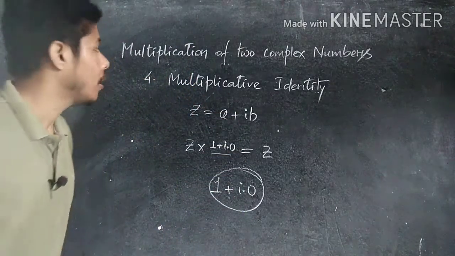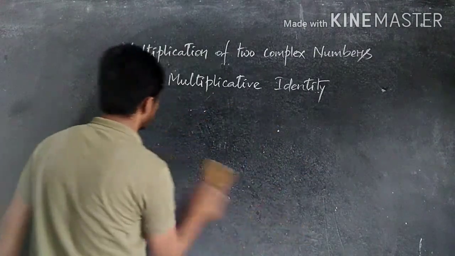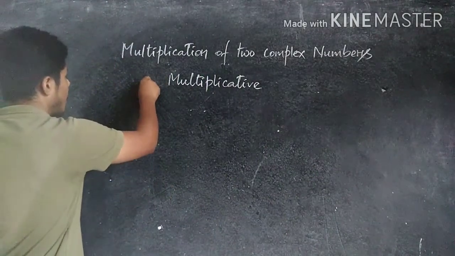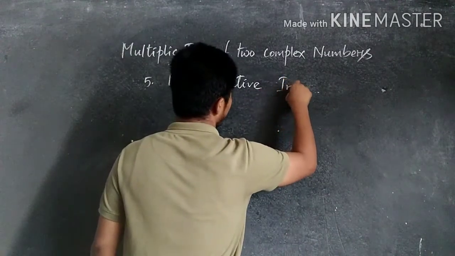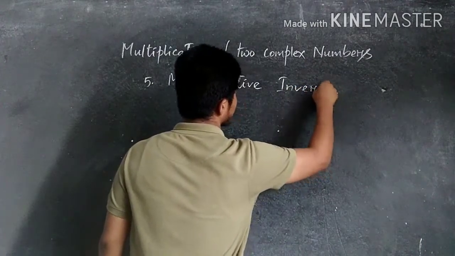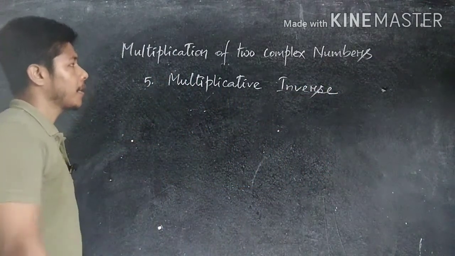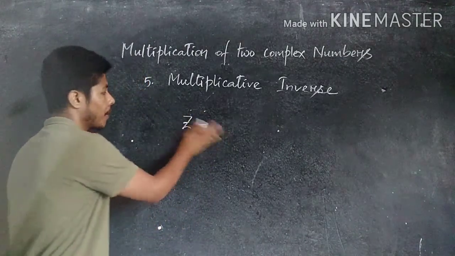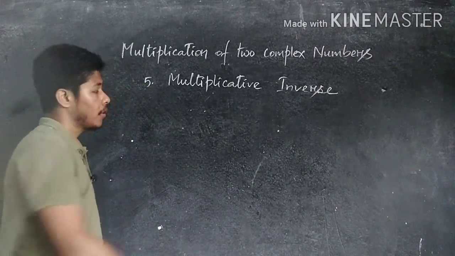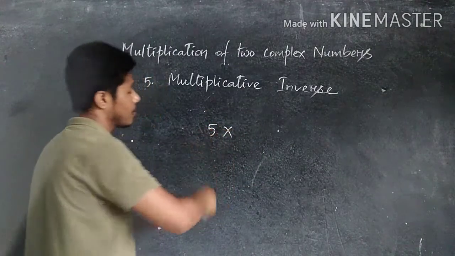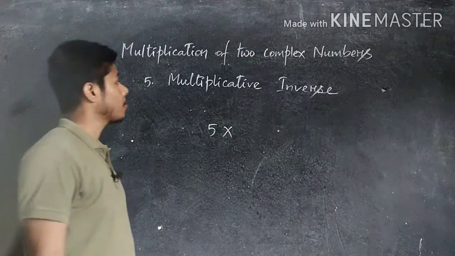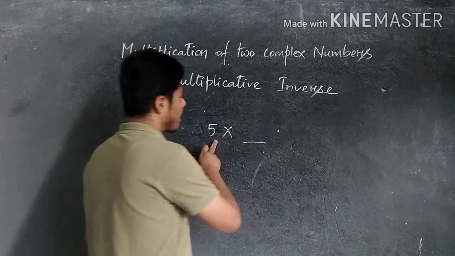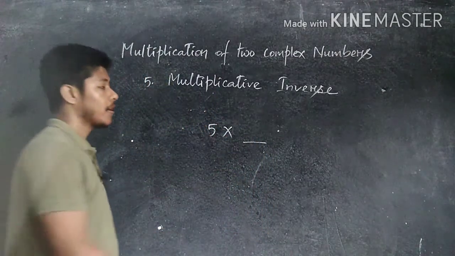Now the next one is multiplicative inverse. Next one, number 5, multiplicative inverse. Suppose we consider a complex number z here, but before complex numbers, again see a real number. Suppose again we consider 5. How can we find the multiplicative inverse? We have to multiply a number with 5 in such a way that the result must be 1.